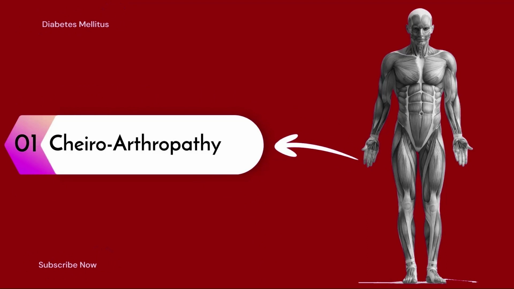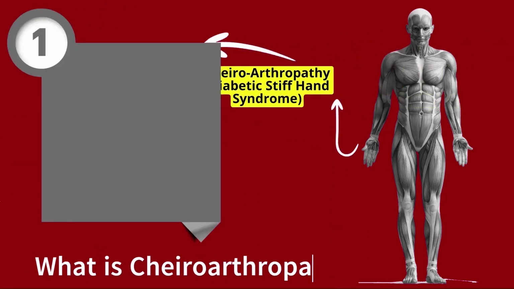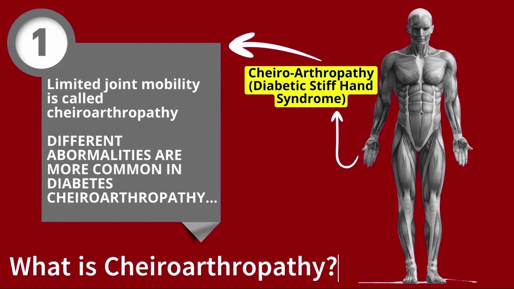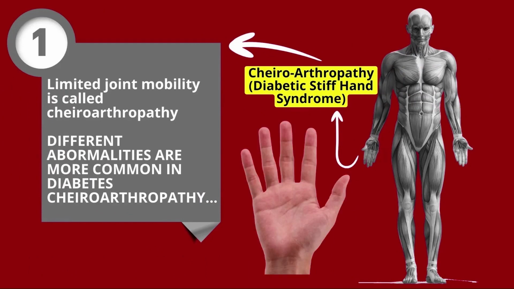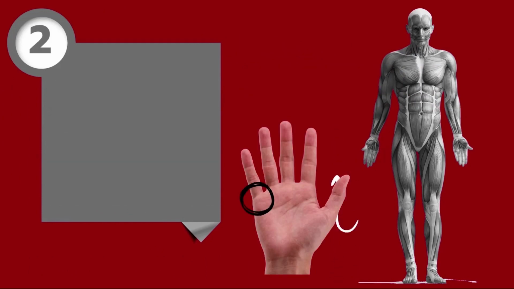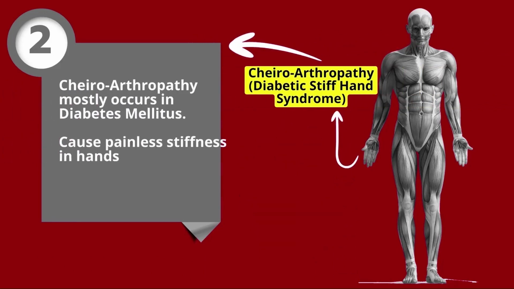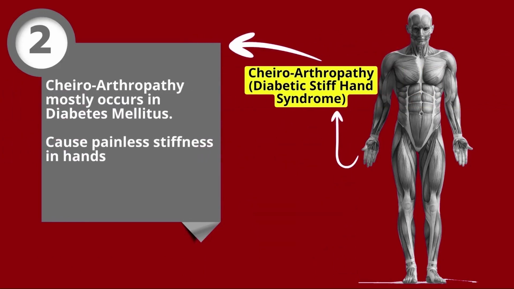In Cheiroarthropathy, the movement of the joints of the hands is limited, that is, the joints of the hands feel stiff while moving. Like other diseases of the hands, Cheiroarthropathy also begins to manifest itself at a certain age in patients affected by diabetes. Its specialty is that when stiffness is felt in the joints of the hands during movement, then pain is not felt during that time.